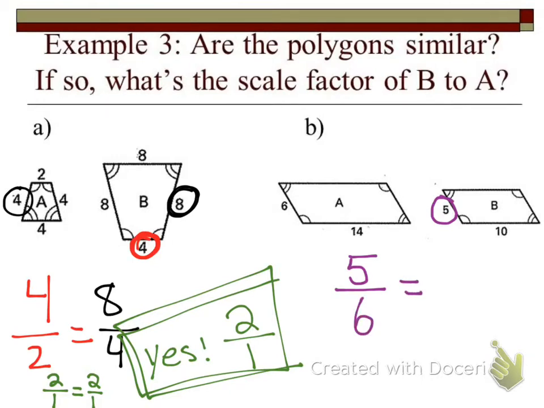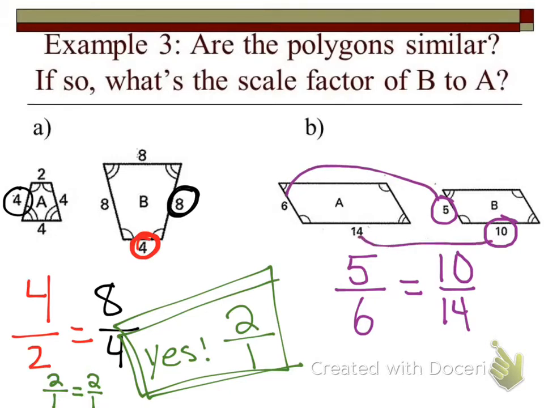That should equal, then I'm going to go to the 10. Should match up with which one from figure A? The 14. Good. So again, I'm always starting with figure B just because that's how it wants the scale factor. It just does some of the work for me. So I did 5 over 6 and 10 over 14. Now, you can either cross multiply and see if you get a statement that's true, or you can just reduce both of these.